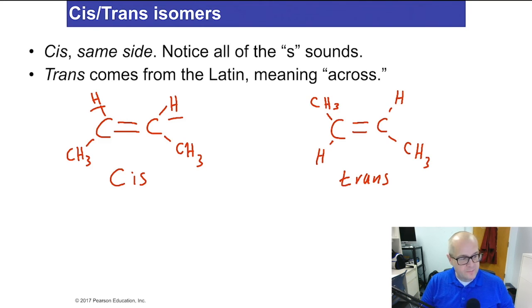So you have to have a double bond. You have to have hydrogens on the double bond. If two hydrogens are facing the same direction, that's cis. They're facing opposite directions, that is trans.